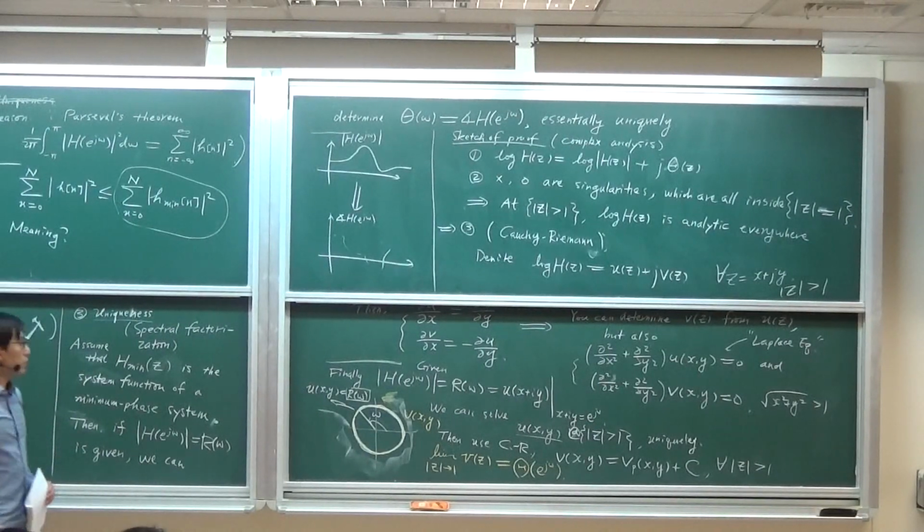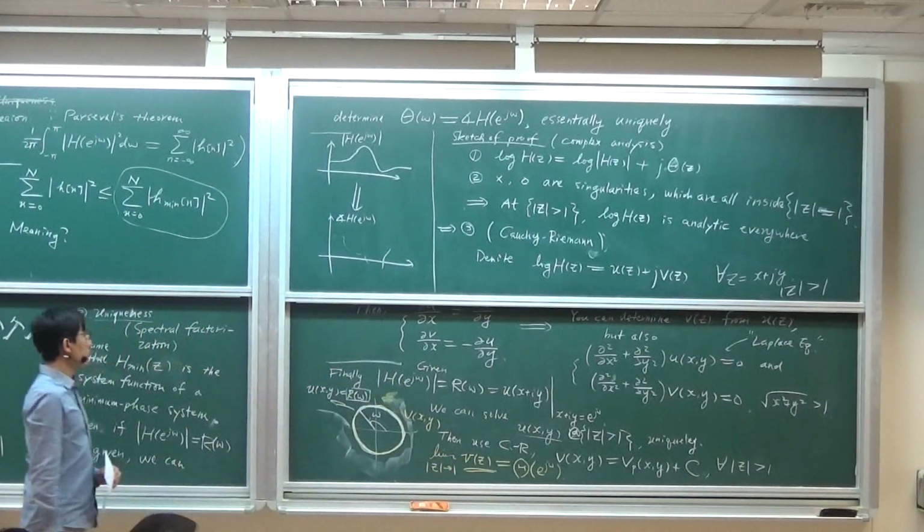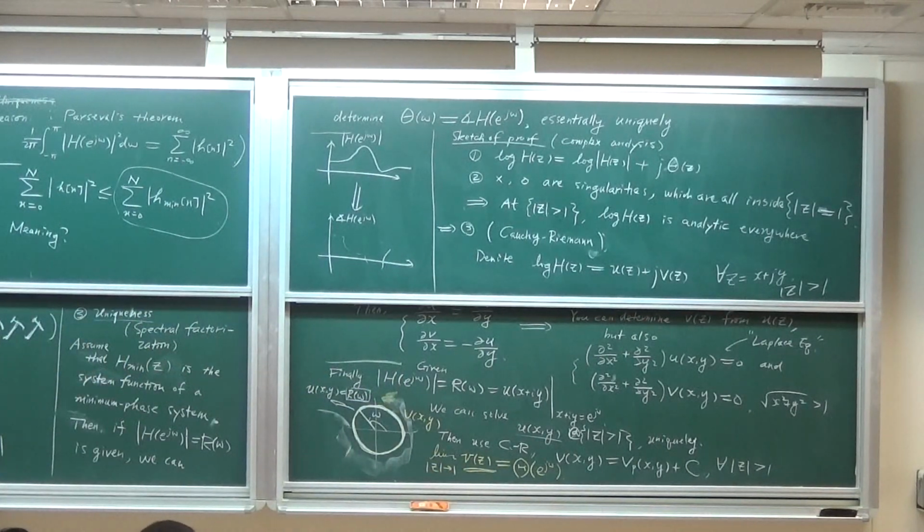Because what is v? V is the imaginary part of log of h. Now, what is the imaginary part of log of h? That's the phase response. So basically, v and theta here are the same thing. So, I'll just take a break here. Think about this. These are the two steps.